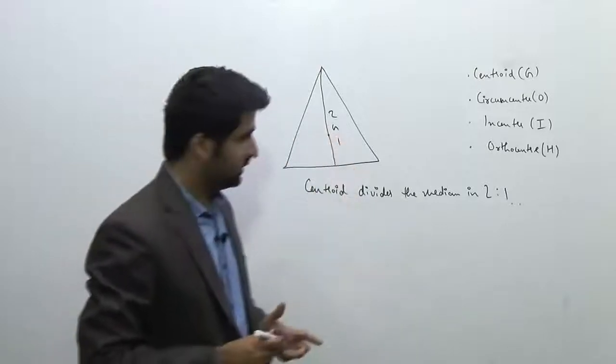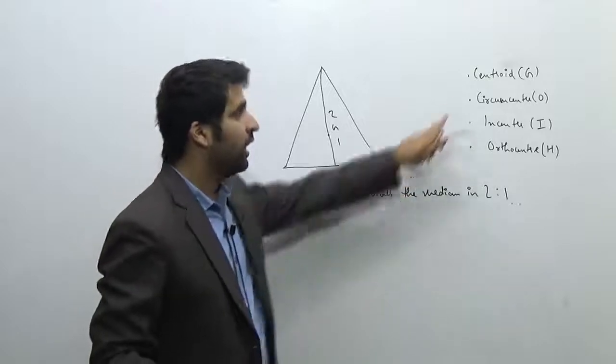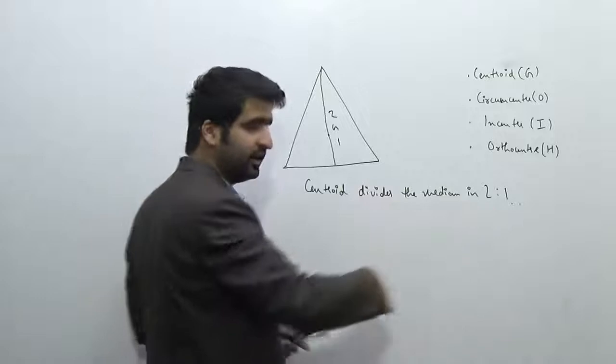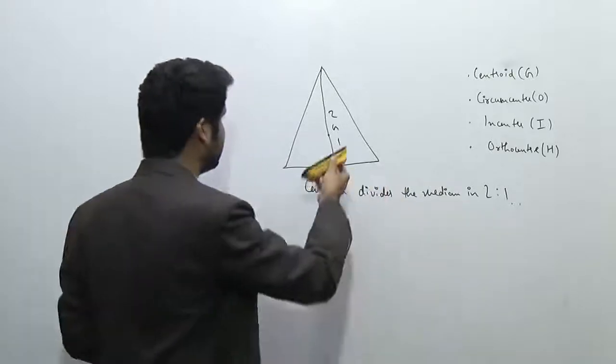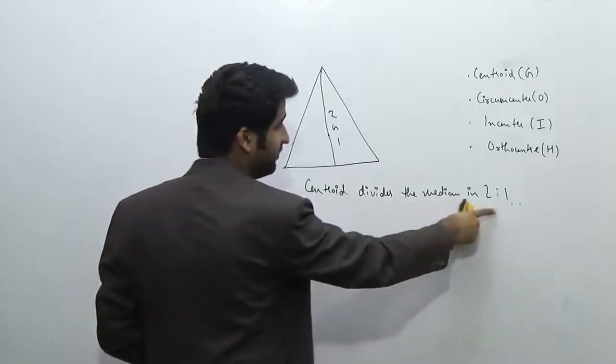This is a very good application, and the reason I did it after discussing the centroid is because this 2:1 is also going to happen in some other case. Let's see what that case is. This is clear to everyone: centroid divides the median in ratio 2:1.